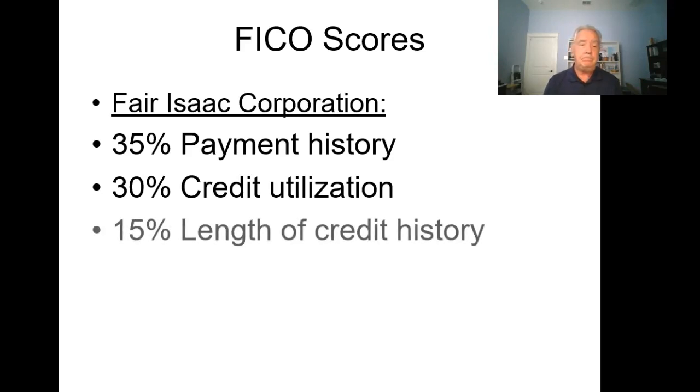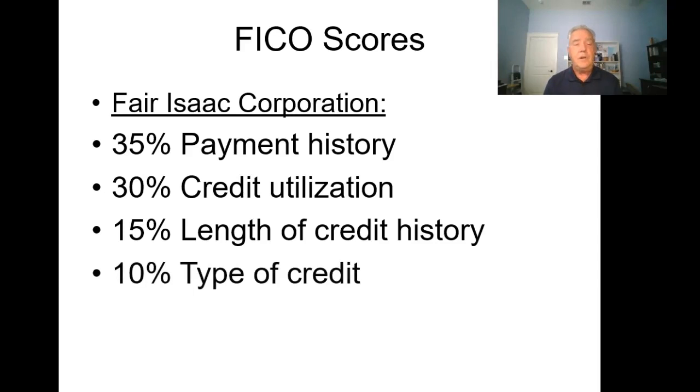15% of the score is the length of credit history. Young people starting out don't have a length of credit history. Old guys like me, we have a credit history as long as your arm. So starting out, it's important to get established. 10% of it is the type of credit, whether you borrowed on credit cards, whether you've borrowed on a house loan, a car loan, etc.